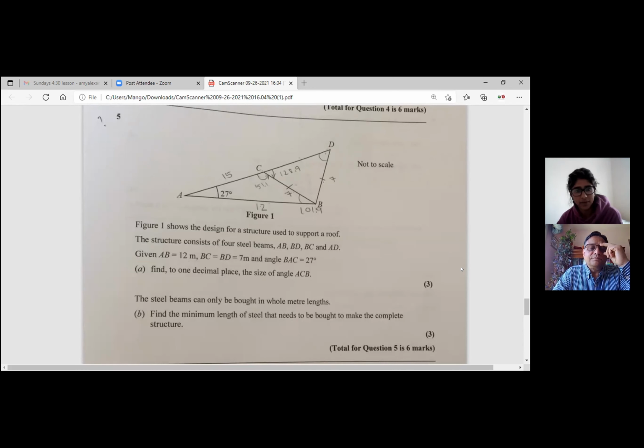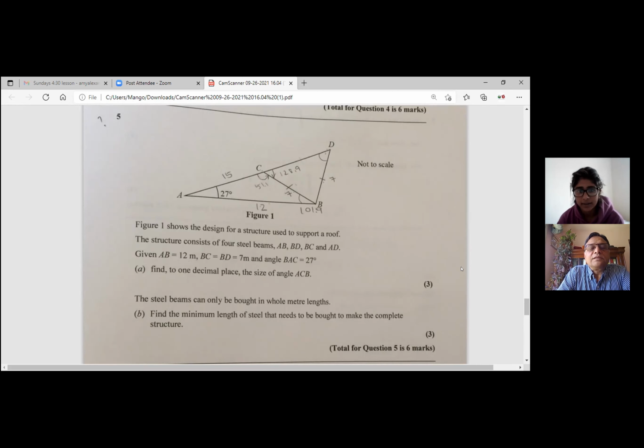So figure 1 shows the design for a structure used to support a roof. The structure consists of 4 steel beams, AB, BD, BC, and AD. Given that AB is 12 meters, BC equals BD, which is 7 meters, and angle BAC is 27 degrees. Part A, find to 1 decimal place the size of angle ACB.